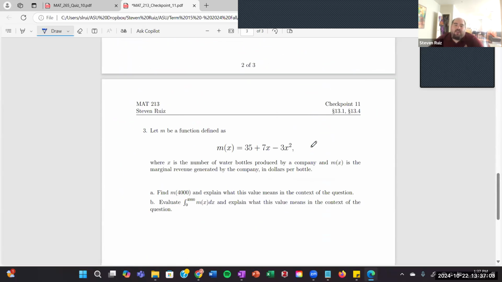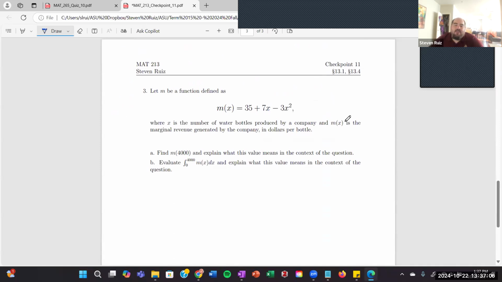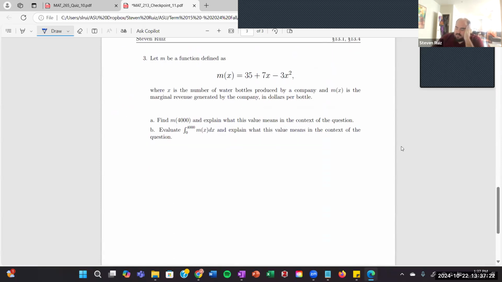All right, finally, part 3. So I'm giving you a function here, m. Function m, what is this function? So x is the number of water bottles produced by some company, and m of x is the marginal revenue generated by the company in dollars per bottle. So part A is to find this value first of all. So what is m of 4,000? So the first part of this is to basically plug in and get a value.